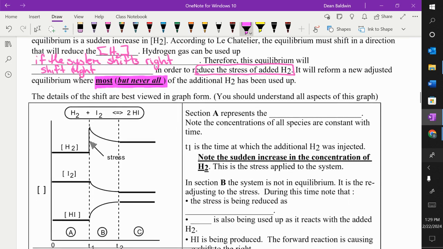So if we look at the graph, if you graph this out, part A here, everything's at equilibrium. How do you know everything's at equilibrium? Just by looking at the graph. Constant concentrations. This is concentration. So all the concentrations are constant. Okay? So this is the equilibrium in section A.